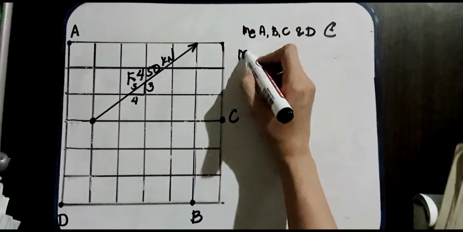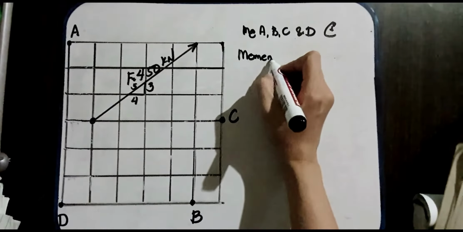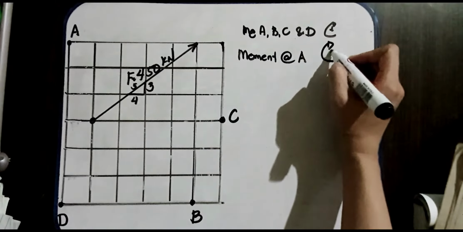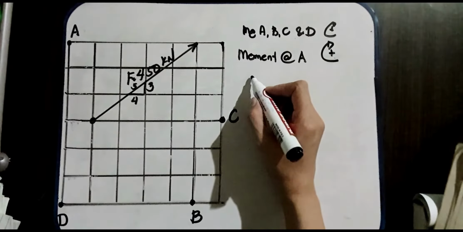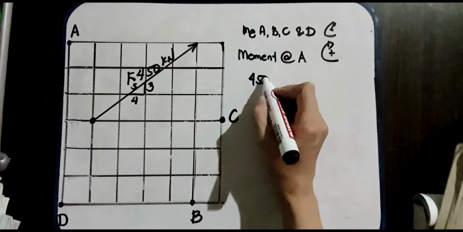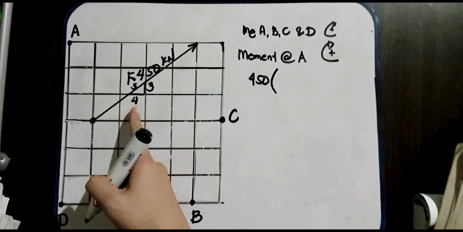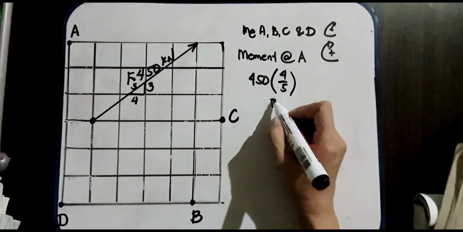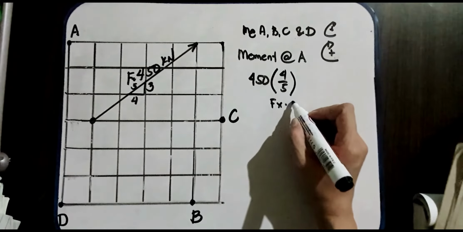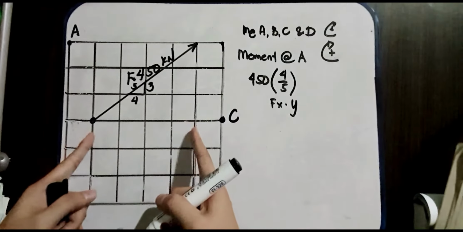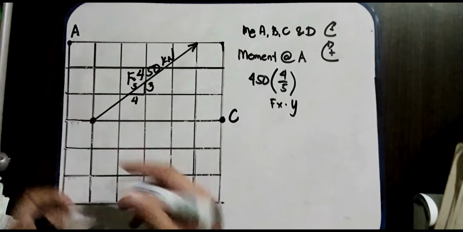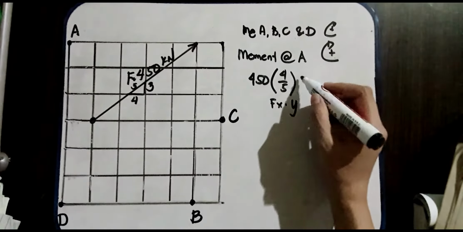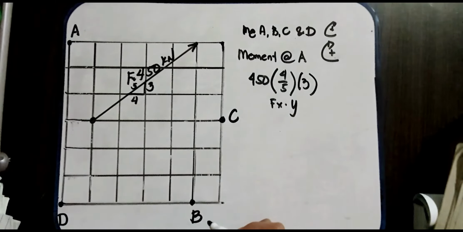So, ilagay natin moment at A. Okay? Assume that clockwise is positive. So, hanapin muna natin yung 450. Ano ba yung fx niyan? So, fx is 4 over 5. I-multiply natin yung distance. If this is fx, di ba ang sabi dyan sa definition, it will be multiplied by y. Kung ito yung x distance natin, ibig sabihin, from this point, bibilangan lang natin yung unit na to. So, we have 1, 2, 3. So, multiplied by 3.